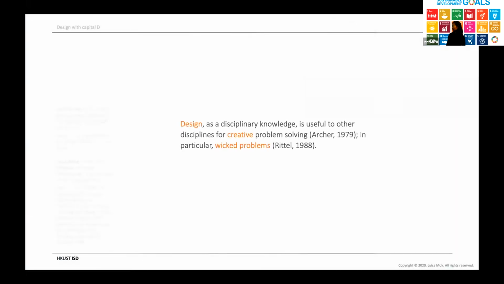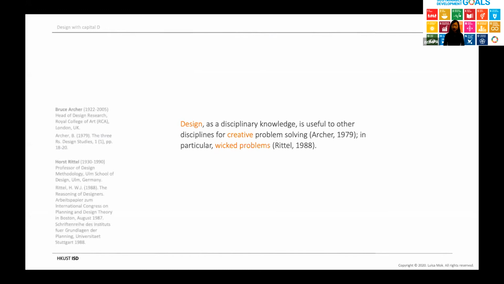Let's look at a quote by a design theorist. Design as a disciplinary knowledge is useful to other disciplines for creative problem solving, which is by a design theorist in the UK, Bruce Archer. And in particular, Wicked Problems by Horst Rittel. I highlighted in orange that design is a disciplinary knowledge. It's good for creative problem solving. So it's great, it has a creativity part, and it's good for problem solving, especially Wicked Problems.